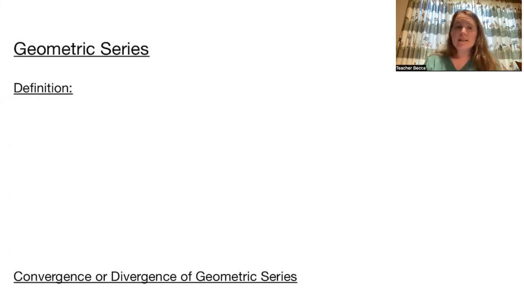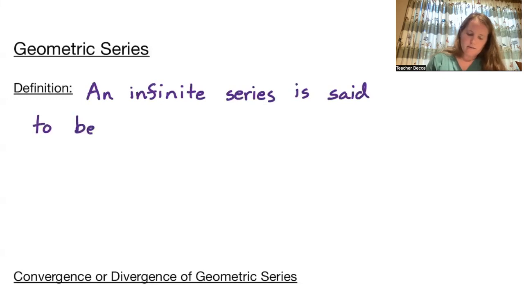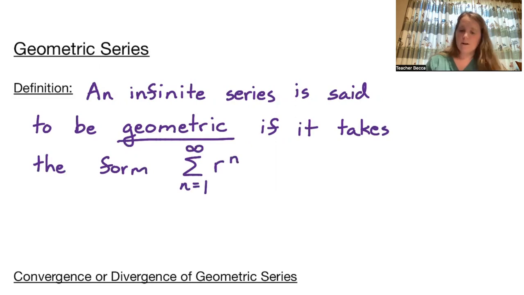Welcome to geometric series. So, definition: an infinite series is said to be geometric if it takes the form the sum from n equals 1 to infinity of r to the n for some constant r.